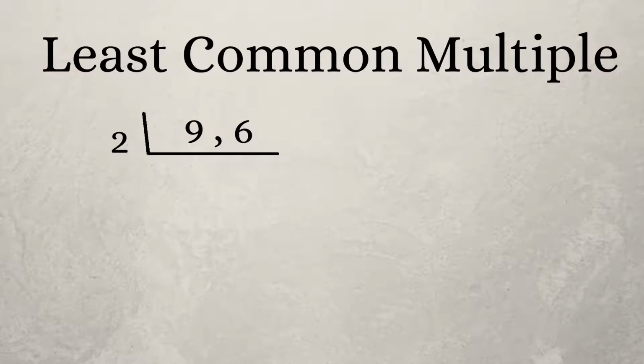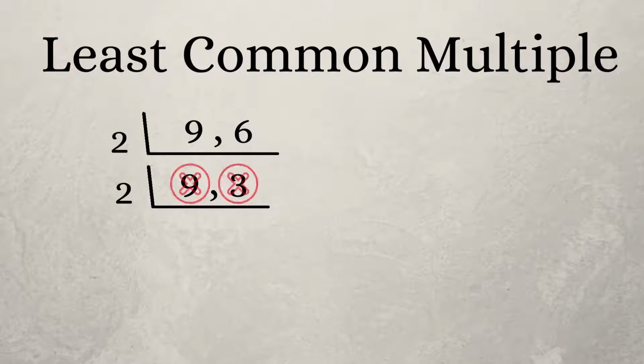Since 9 is not a multiple of 2, we bring it down as it is. Then we divide 6 by 2 and write down 3. We need to continue the same steps until we get the final result of all ones. Again we start with the smallest prime number 2. But in this step, we find that both the numbers are not multiples of 2. So we move on to the next prime number, 3.